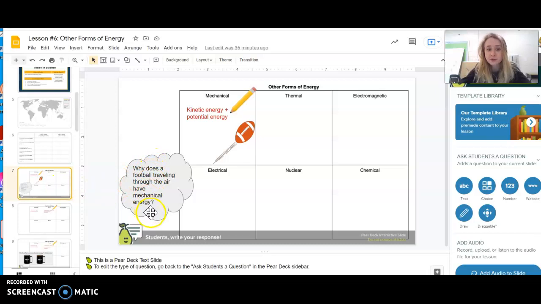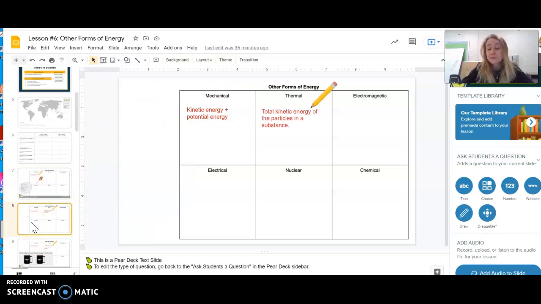Why does a football traveling through the air have mechanical energy? Because it's moving and it also has height. So we can find the mechanical energy by adding kinetic energy plus potential energy. And please pause the video if I'm going too fast.